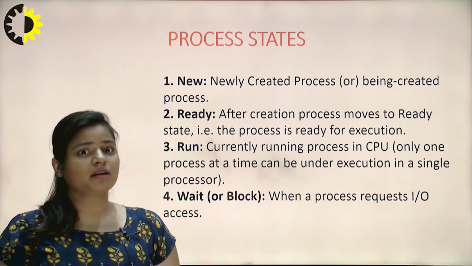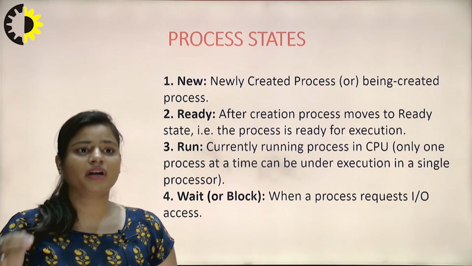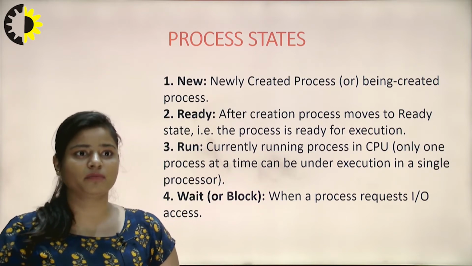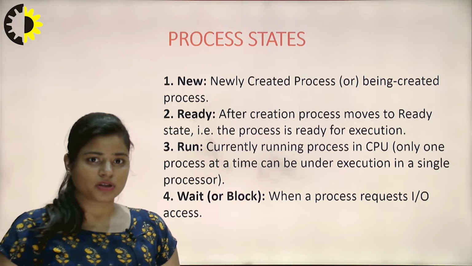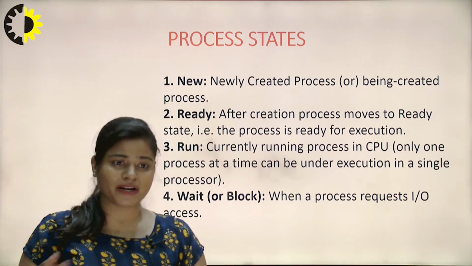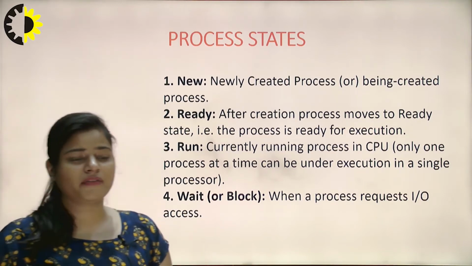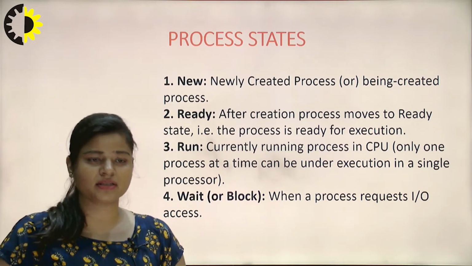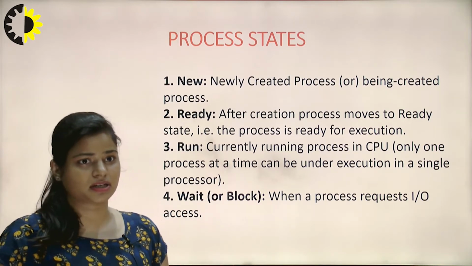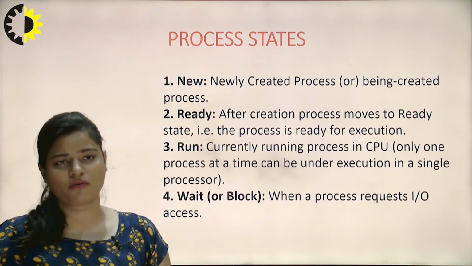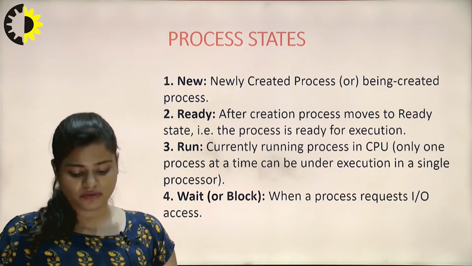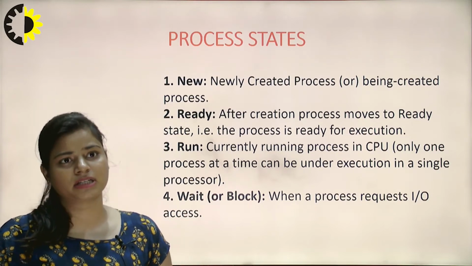And when it comes to the block state, it is when the wait becomes longer and longer. So when a process requests IO access or is waiting for IO access, that is also a process state. So these are the basic four states of a process. Now next we will learn about the further states.